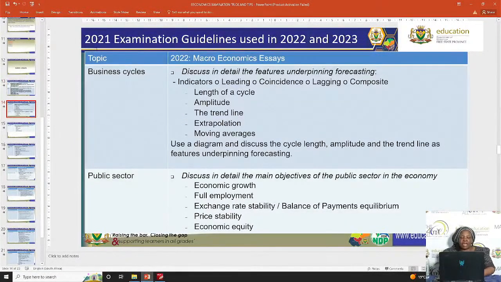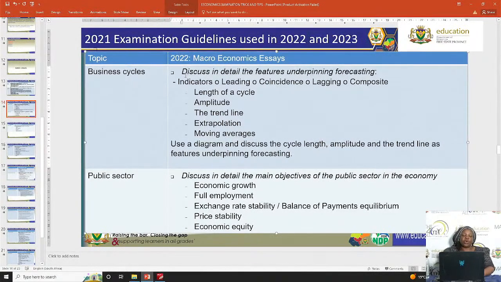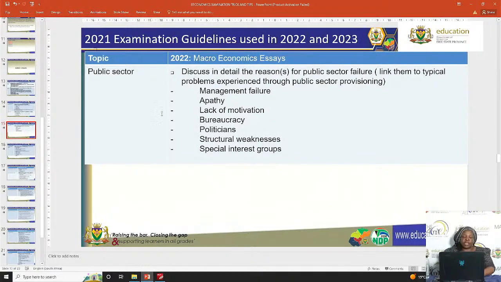As you do your business cycle, you must also be able to discuss the features underpinning forecasting. These normally are, as they are, my candidates, and therefore you just have to have studied in order to respond to this main part of your essay. Let's quickly go to the others.